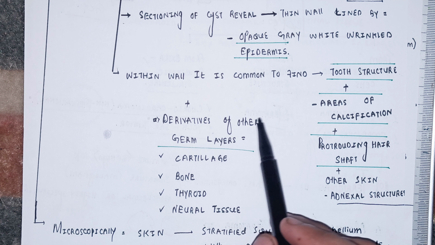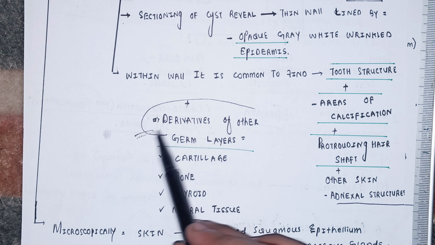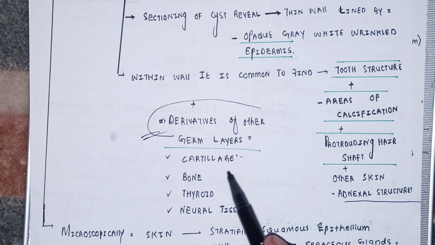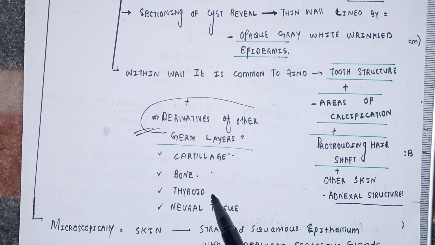With this, there may be some other derivatives from other germ layers, like cartilage present in the tumor, or bony component, or thyroid tissue, or neural tissue may also be present in this tumor.